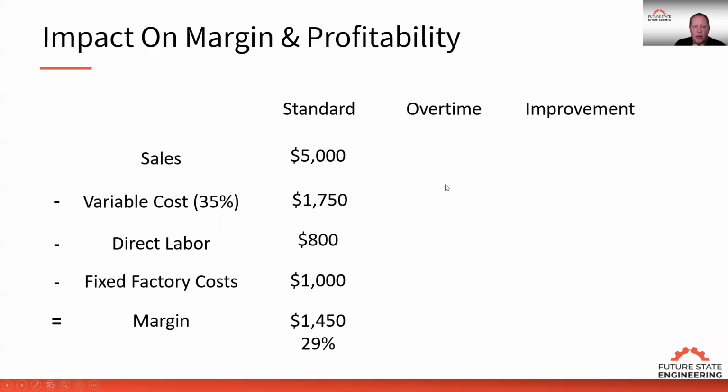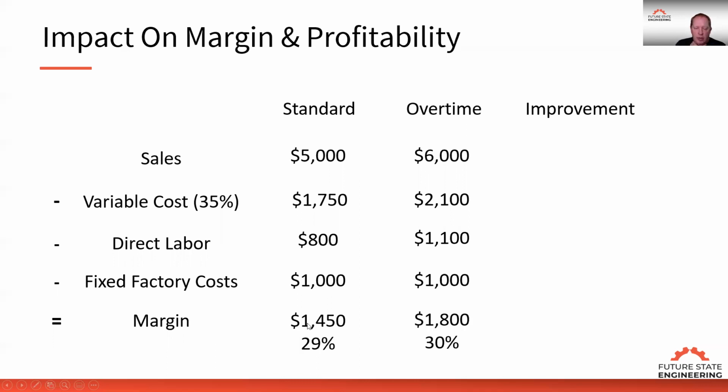So now if I run overtime, my sales goes to $6,000, my variable costs go up at the additional units produced times the 35% to $2,100. Direct labor goes up to $1,100 because I'm paying time and a half for my labor on Saturday. My fixed costs don't change. My margin goes from $1,450 to $1,800, which is a 30% margin. So I only gain 1 point of margin by running the overtime.